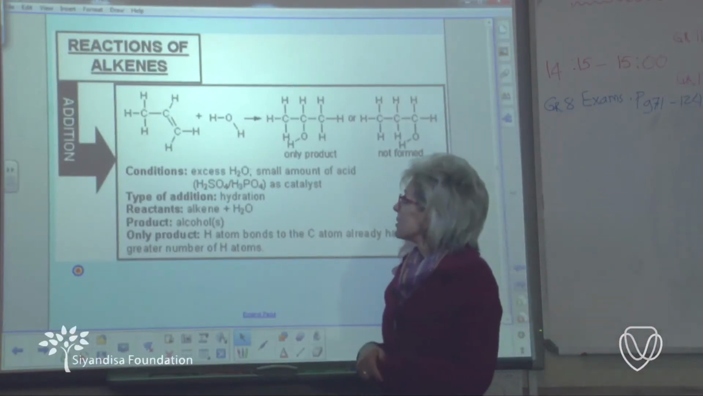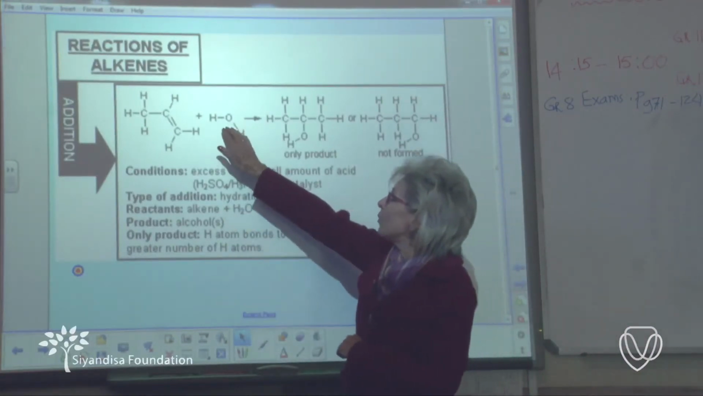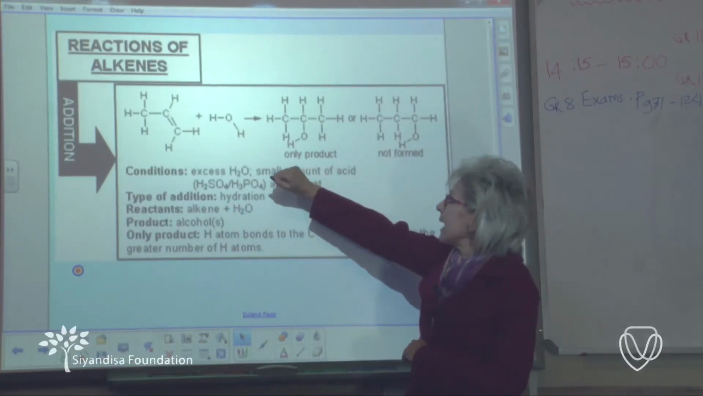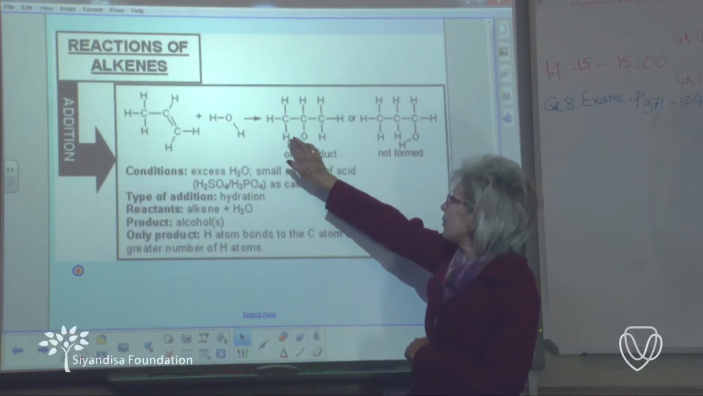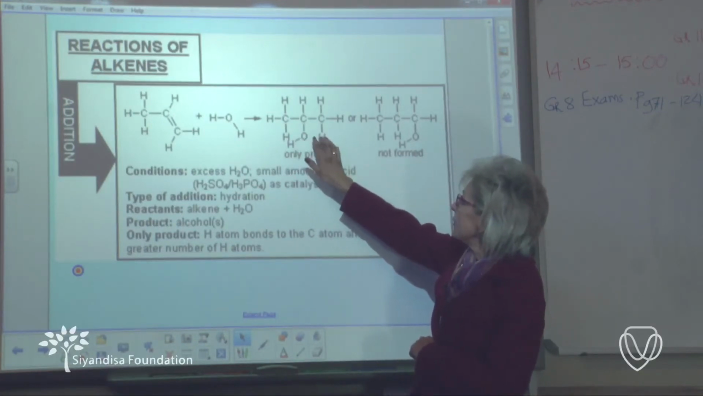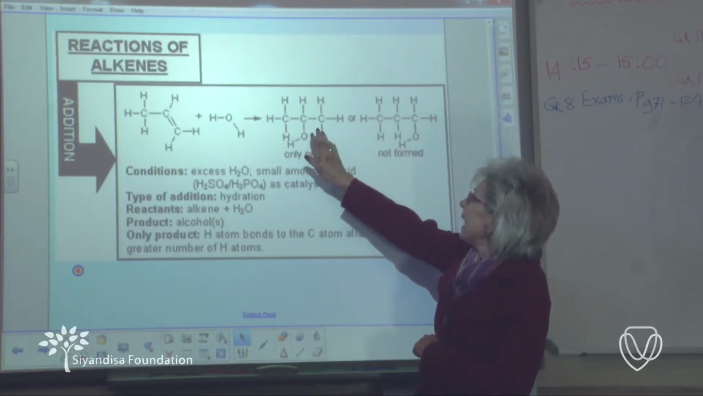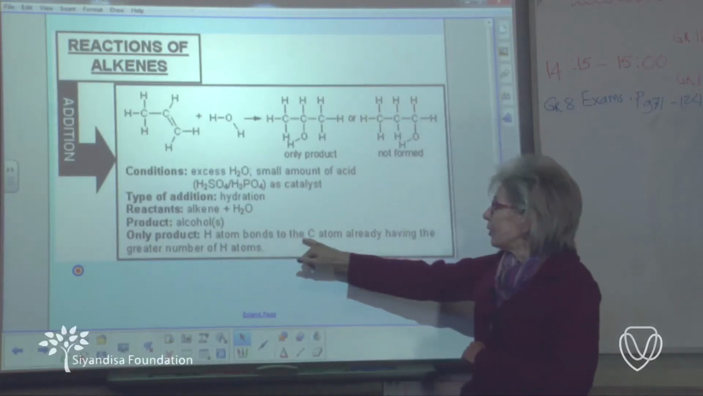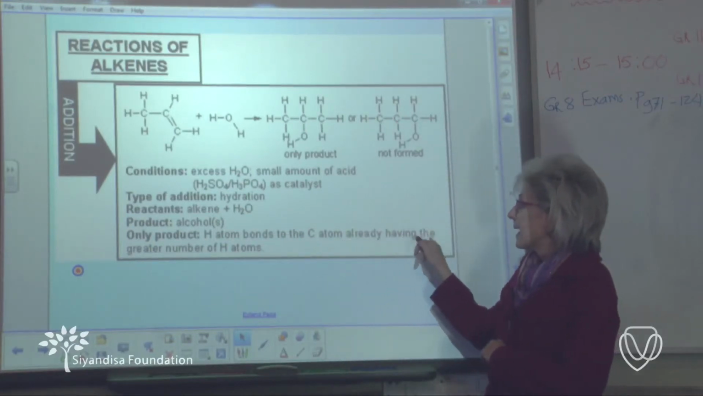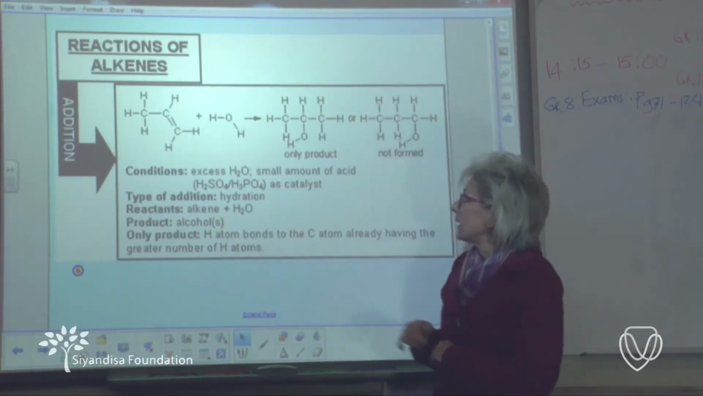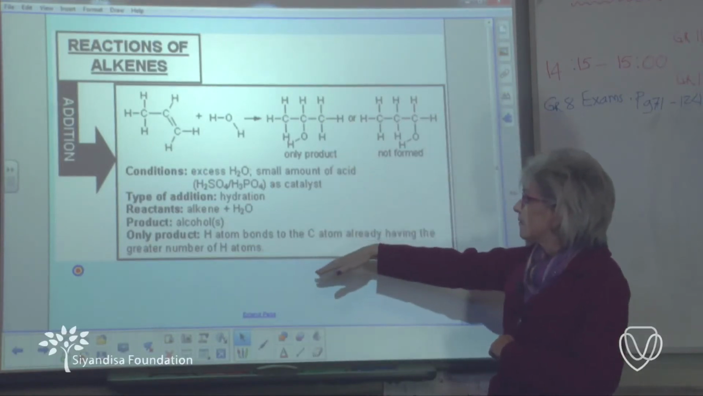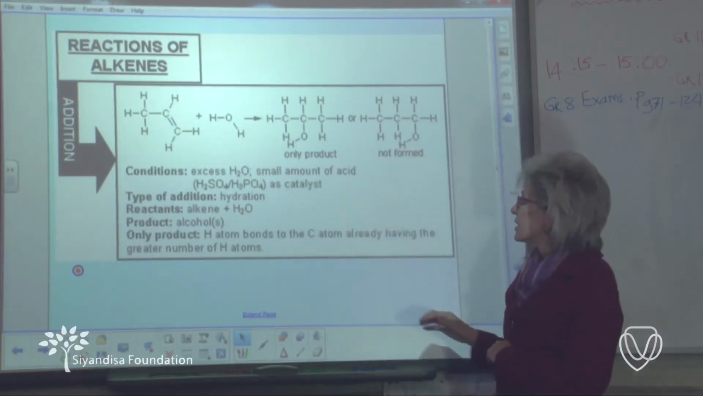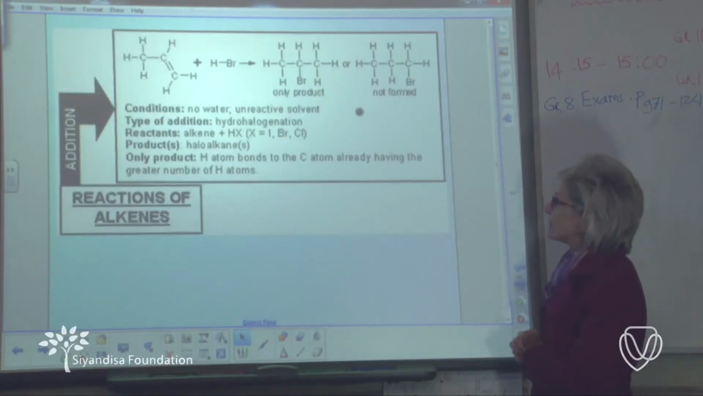Then some more reactions of the alkenes. You can also add a water molecule. So once more, the double bond splits open, and you add the hydrogen and a hydroxide group or hydroxyl group, hydrogen and hydroxyl group being added. And how does it get added? It gets added in such a way that the hydrogen atom bonds to the carbon that already has the greater number of hydrogen atoms, and that's the only product that gets formed there. And your conditions are you need an excess of water and then also a small amount of acid as catalyst.